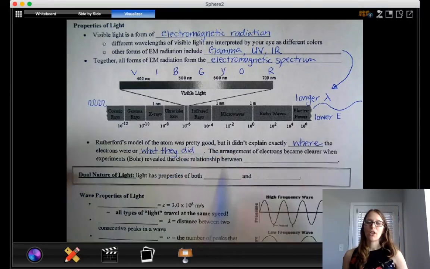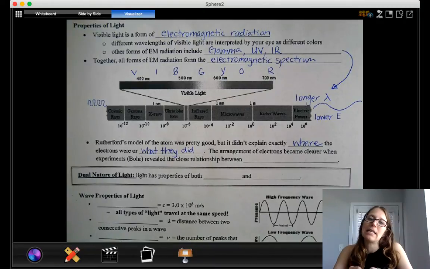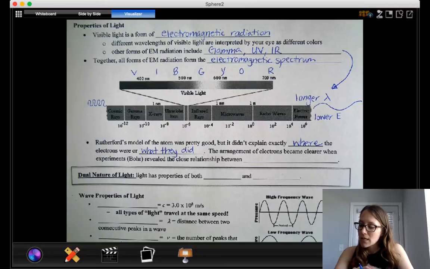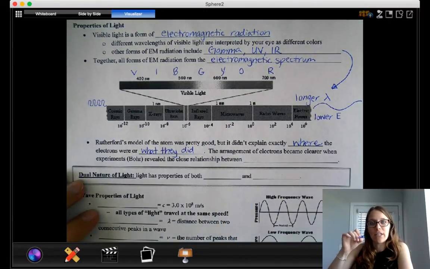So what the electrons did. Were they moving? Were they moving in patterns? Did they stay stationary? What exactly were they doing in the atom? And so Niels Bohr, he's the one who came up with the ring idea, nucleus in the center, rings of electrons around the outside.